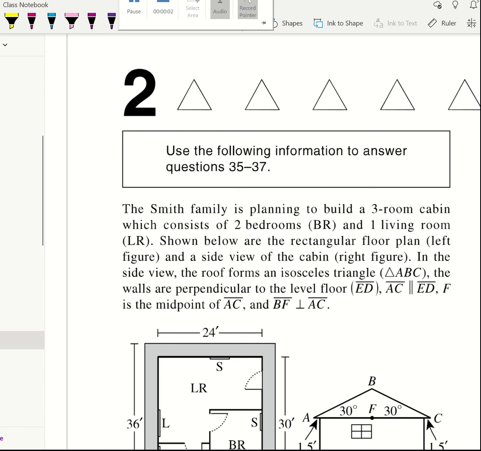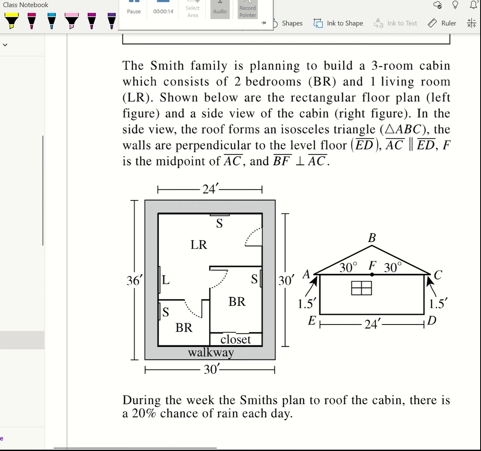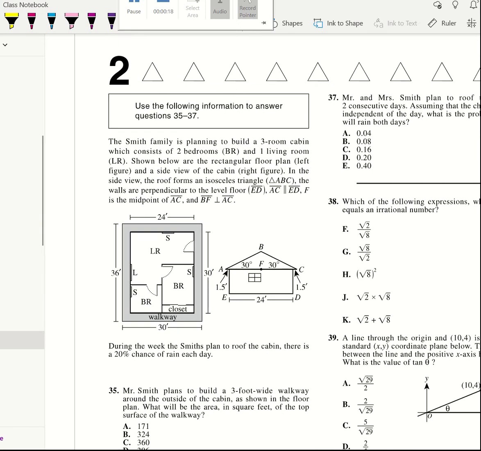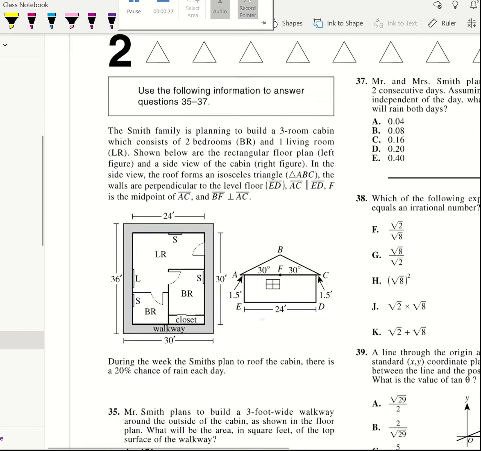Okay, this is page 28 of the ACT math portion of the 2018 ACT practice exam. So this next portion, we're going to actually use this setup for 3 different problems, 35, 36, and 37.